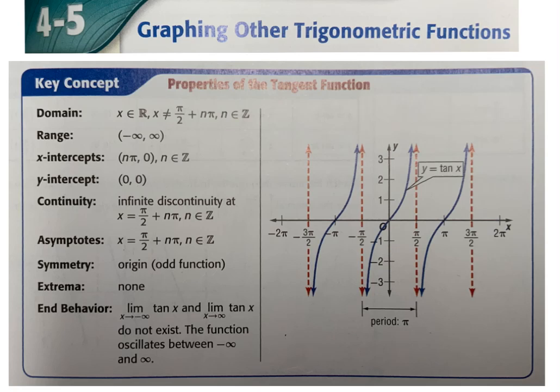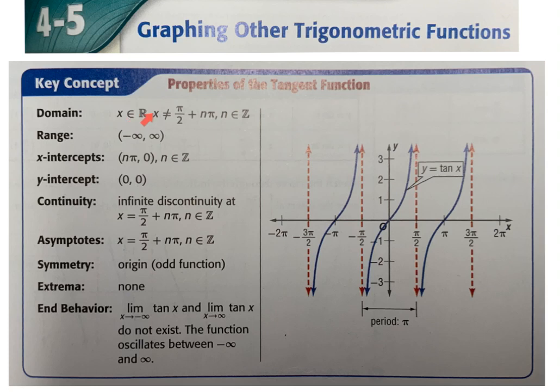So graphing other trig functions. The first one they talk about is the tangent function. They give you all the information on the left. Real numbers, x cannot equal pi over 2. That is the domain. So the domain, we've done this, right, where you had to tell me the domain.